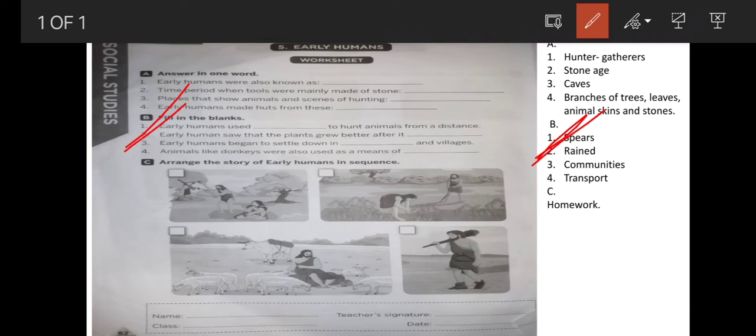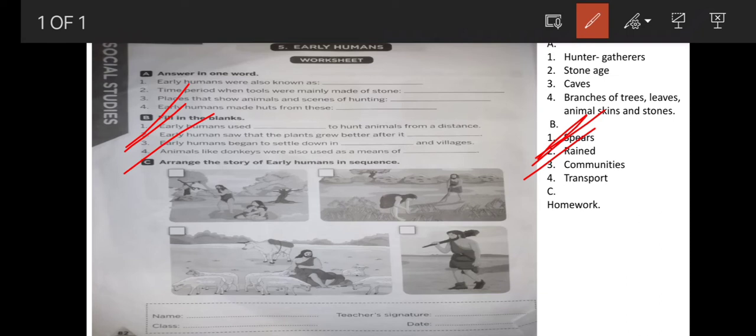3. Early humans began to settle down in communities and villages. It means that they started living together in groups, permanently in a particular place for a long time.